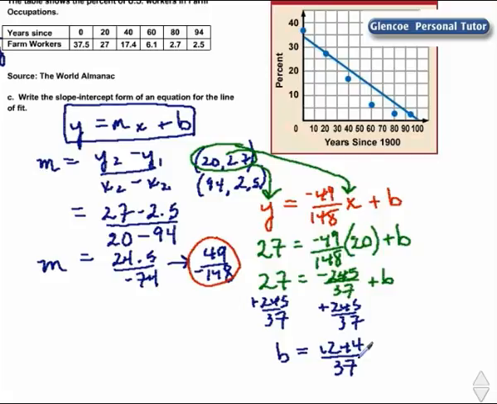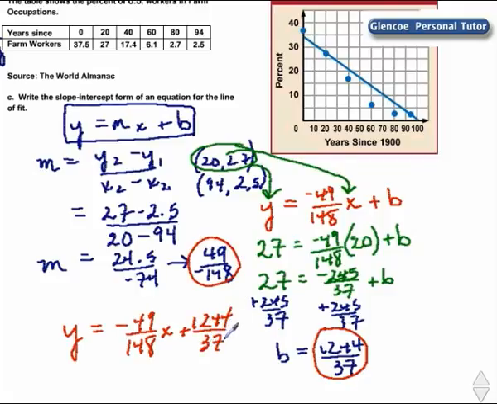We were to write the slope-intercept form equation. That was our directive, and we can do that now by plugging in the slope for m and our fraction that we found for b. So our final answer is y equals negative 49/148 x plus 1,244/37 for b.